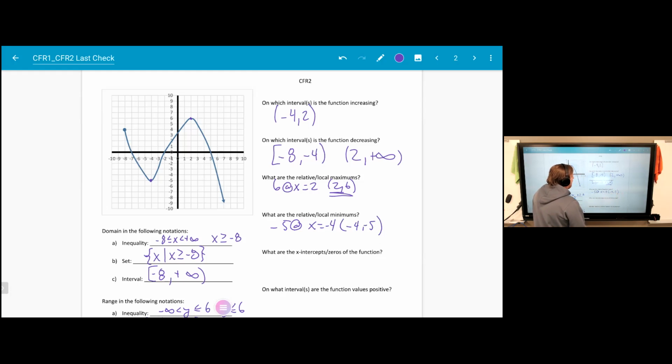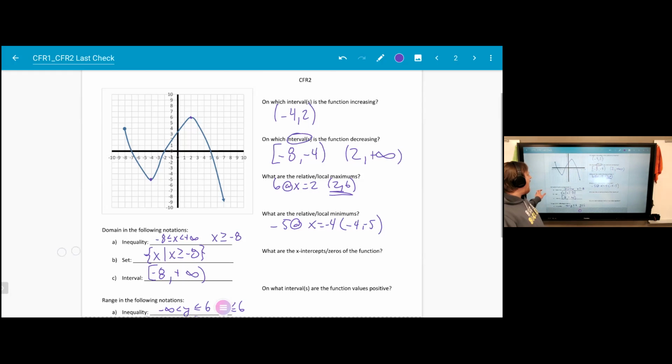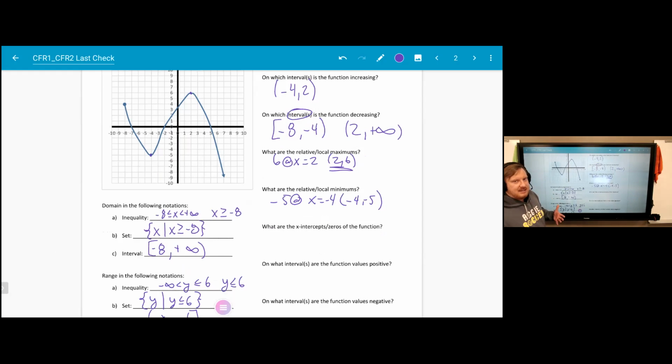Notice the difference. Intervals is interval notation. When I'm saying down here, the local maximums and minimums, all I'm asking for there is a coordinate point. X-intercepts, this is just a list. Don't put parentheses around these things. I've got -7 because it touches here, and then -2, and then also here at 5. Don't have to do anything else there.